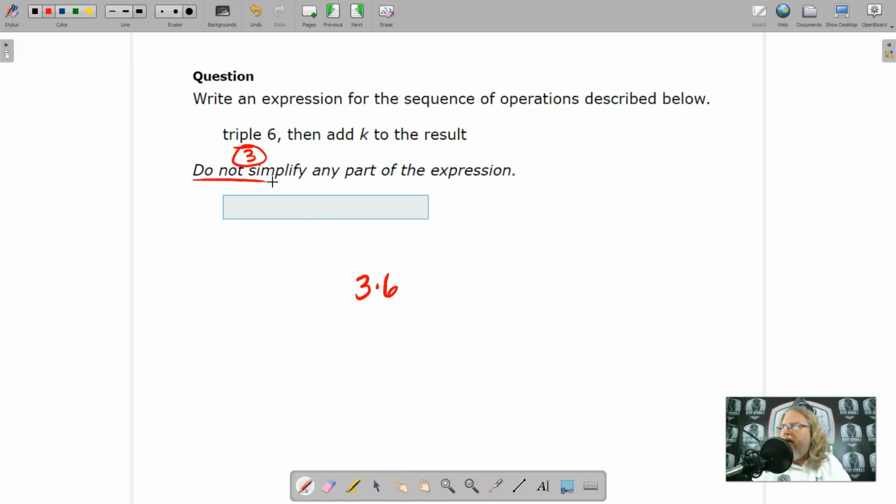No, because it says do not simplify any part of the expression. So we actually want to put down 3 times 6, and we'll put that in parentheses. We're going to triple 6, then add K to the result. Add is addition, and the result of what we did back over here at first. So we're going to add to that the value of K. So we have 3 times 6, plus K.